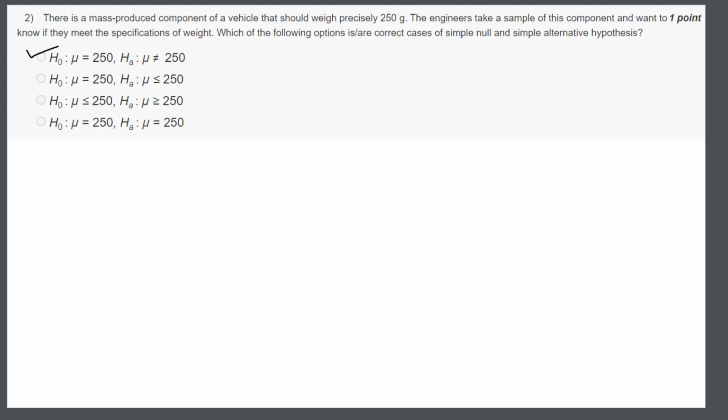So the simple null hypothesis is that there is no variation in the weight, which means H naught is mu equal to 250 grams. But if there is an effect or a variation, that is the alternative hypothesis, right? So the simple alternative hypothesis can be HA: mu not equal to 250 grams. So the correct answer is A.